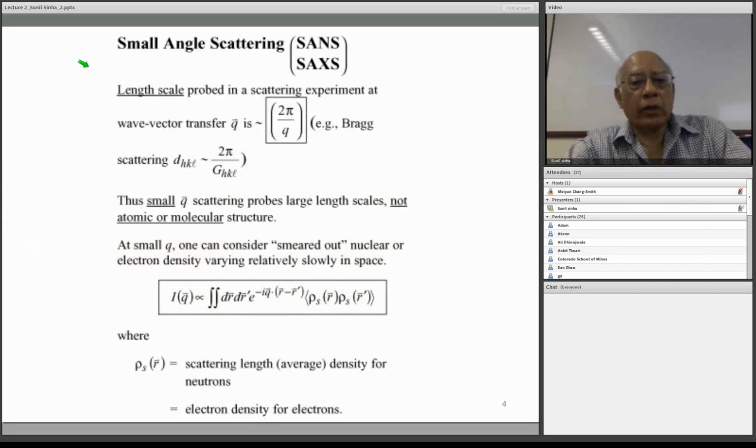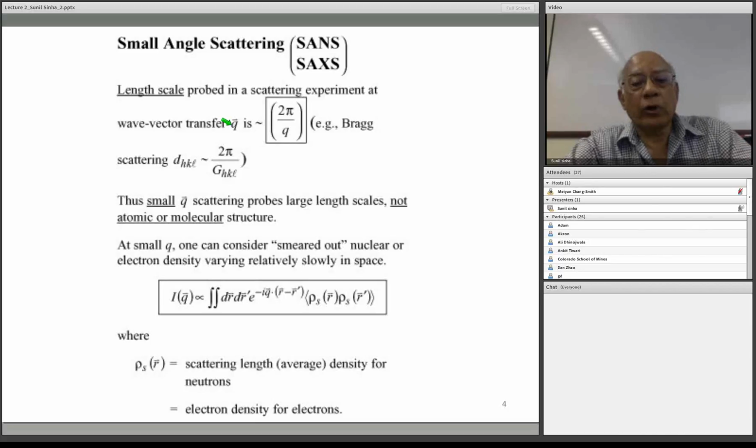Now I want to talk about small angle scattering, which is small angle neutron scattering. The same thing applies to small angle X-ray scattering, of course. Now, the length scales that we probe in a scattering experiment are essentially, at any wave vector Q, the length scale is 2 pi over Q. And so what that means is that when you study rather large length scales, you want to work at small q. There's an inverse relationship between q and length, and you can see that by the fact that q is measured in inverse nanometers and length is measured in nanometers.